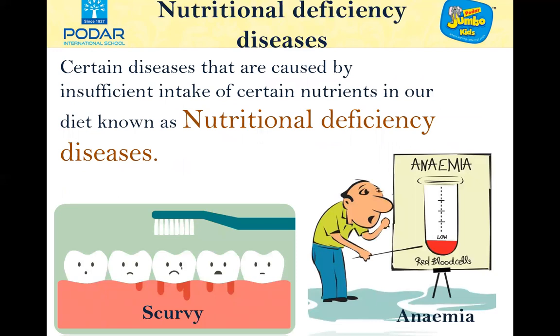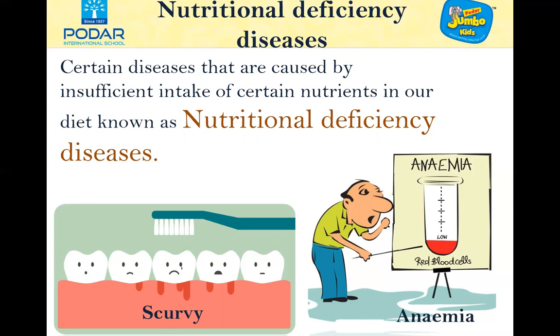We'll move on to nutritional deficiency diseases. Certain diseases that are caused by insufficient intake of certain nutrients in our diet are known as nutritional deficiency diseases. We have two examples, scurvy and anemia. Lack of vitamin C in our diet leads to bleeding gums, a condition we call scurvy. And anemia is due to lack of iron in our diet.